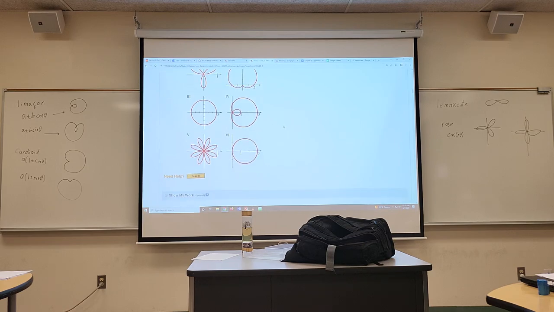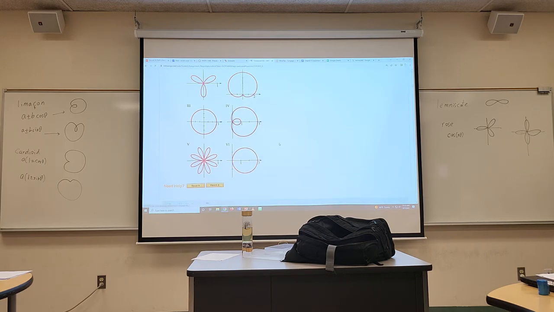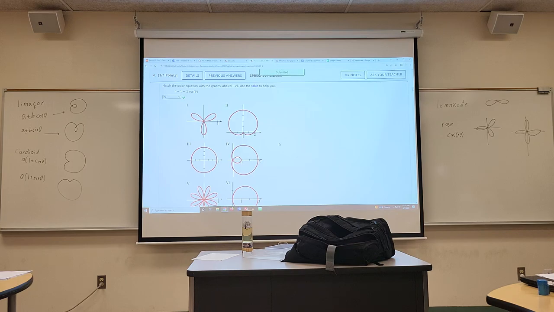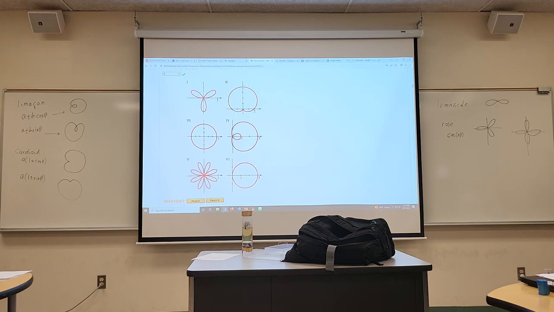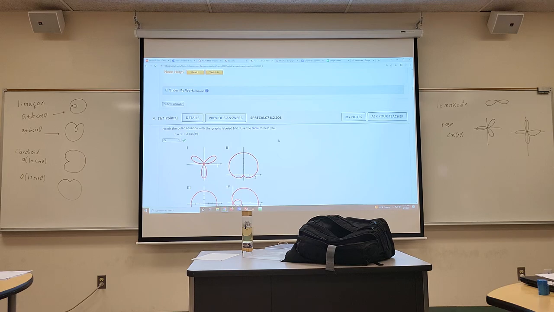So, that motif of cosine curves being oriented horizontally and sine-based curves being oriented vertically persists. That can help you distinguish between them, and also make it a lot easier for you to graph them.